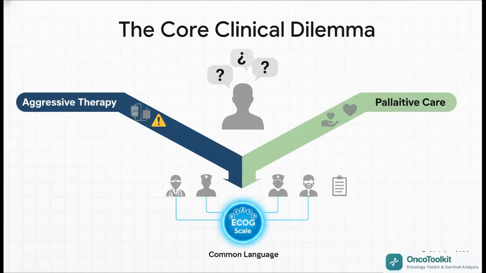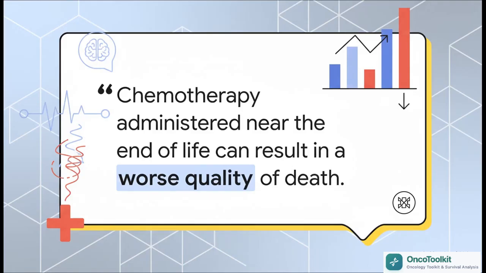Relying on gut feelings can lead to really inconsistent decisions. And that's why a standardized scale like ECOG is so important. It creates a common language for the whole multidisciplinary team, making sure we are all completely aligned on a patient's functional limits. And the stakes, they are incredibly high. The research is crystal clear on this, especially highlighted in this quote from that landmark Prigerson study. For patients with metastatic disease, chemo given too close to the end of life can actually lead to a worse quality of death.